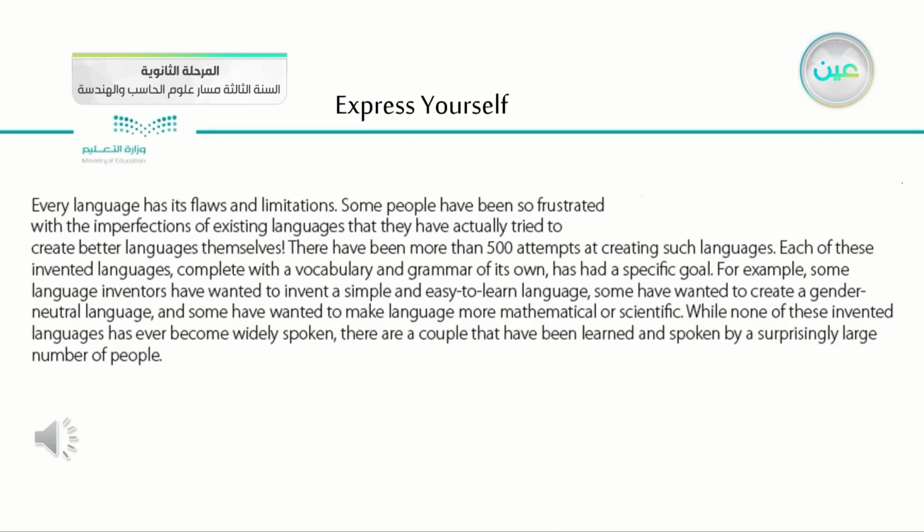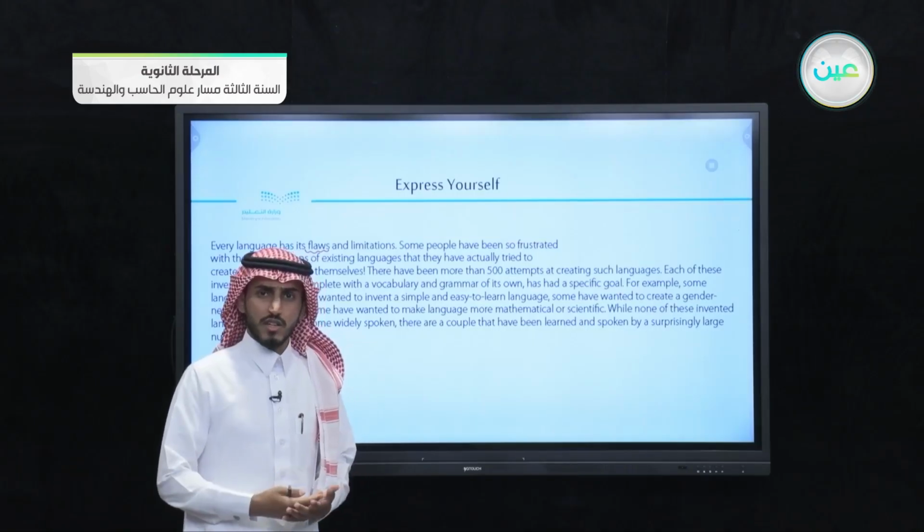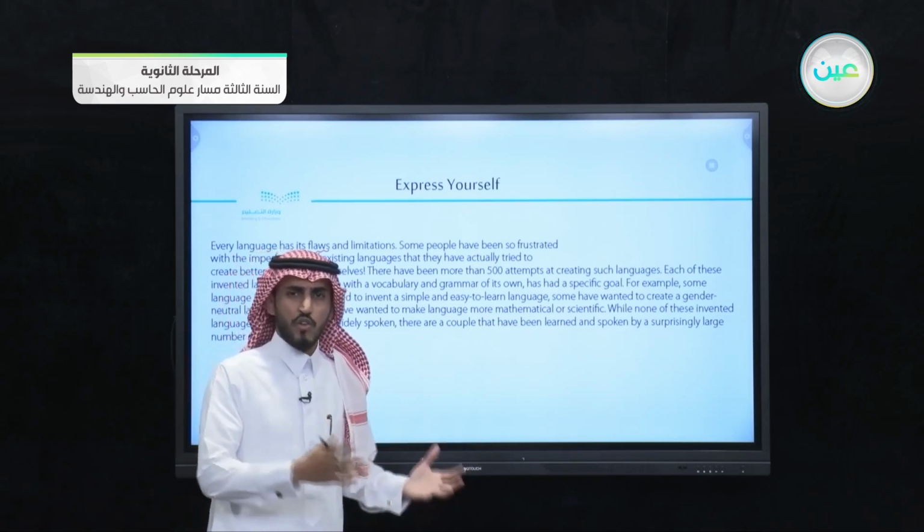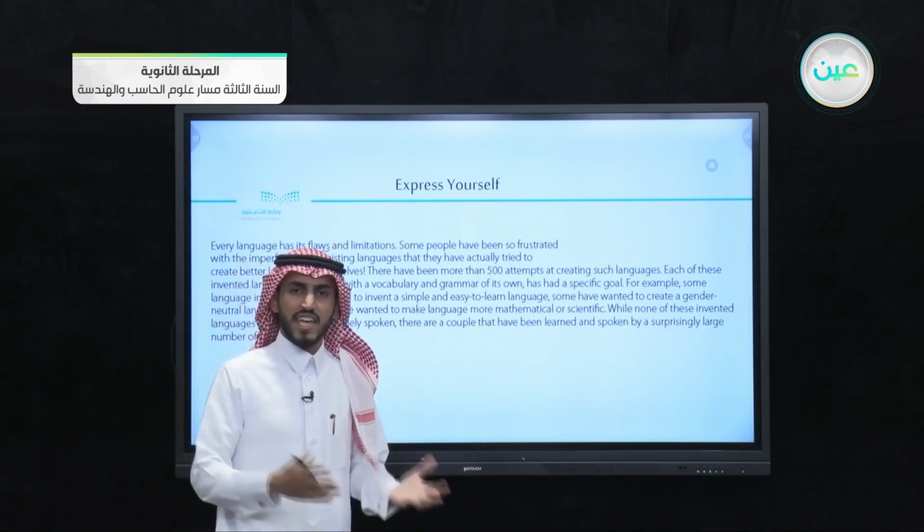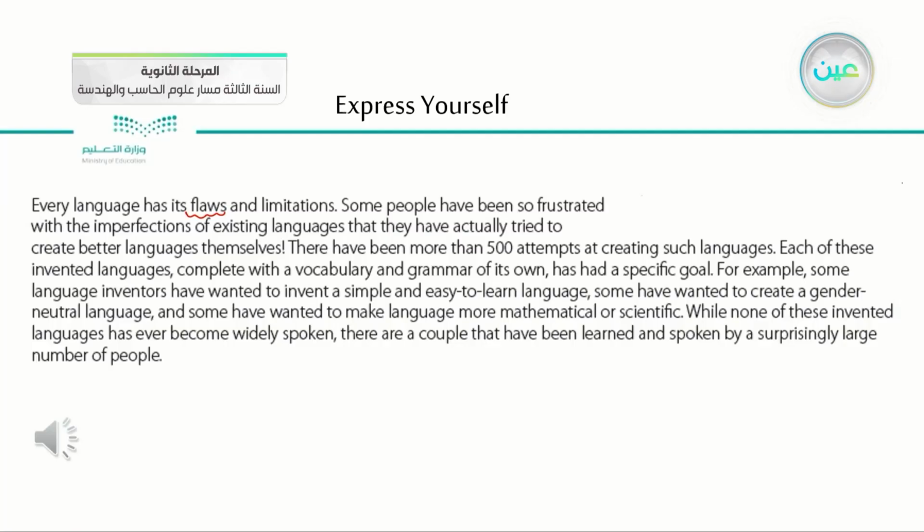Okay, now we've read the first paragraph, but now let's stop a little bit with some of the words. The first one in the first line is the word flaws. What is the meaning of flaws? It means the downside of anything, the mistakes, the disadvantages. He says here, every language has its flaws. That means every language is not perfect. It has its own flaws and limitations.